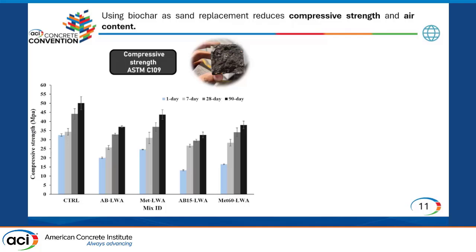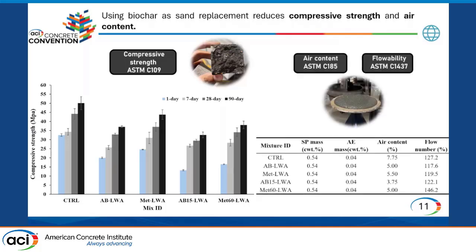And why that's happening is because we are replacing sand with a porous material. Of course, we are getting benefit in terms of cement hydration. We saw that in the previous slide. But the negative effect of replacing sand with porous material, which is highly porous, dominates the compressive strength results.